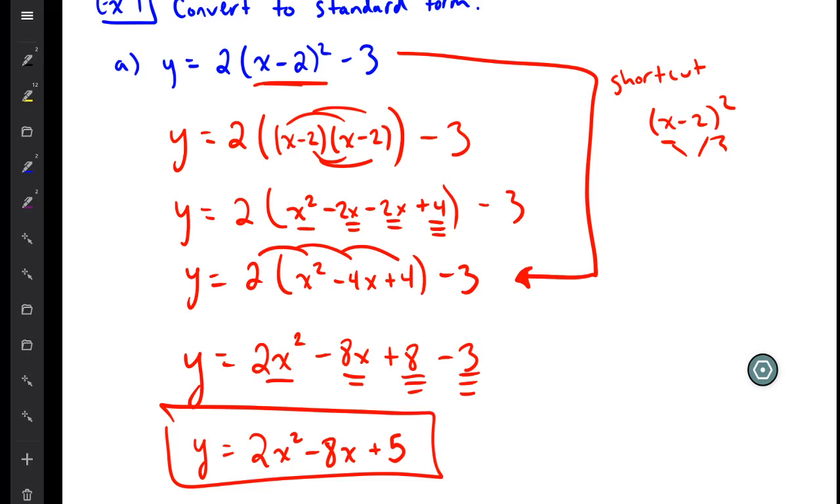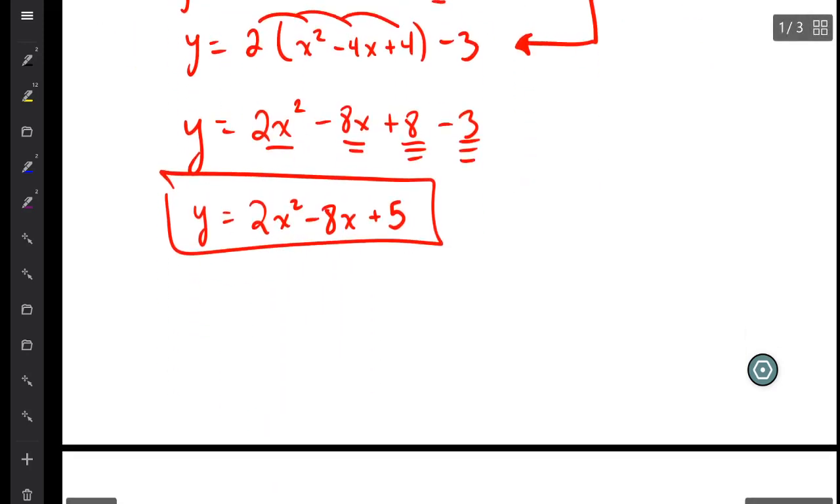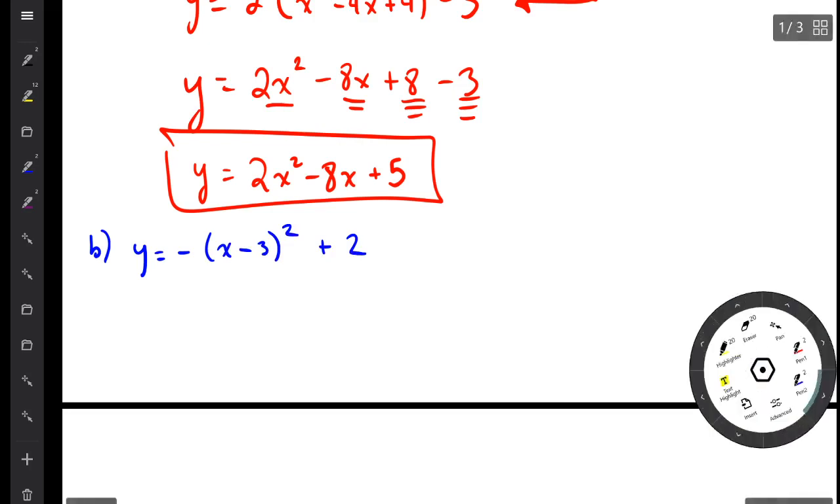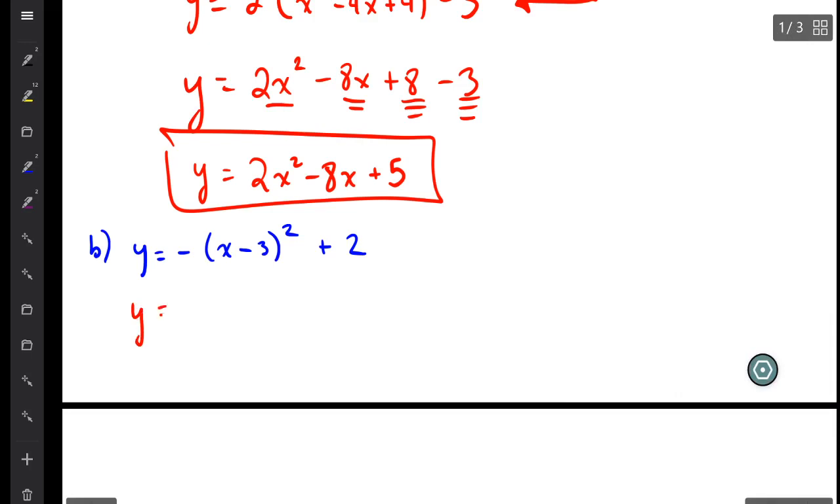We can do one more example, and this time I'll do it with that shortcut. So let's do y equals negative, parentheses, (x minus 3) squared plus 2. So first step I'm going to do is to leave that a, which in this case is the negative sign, but then put a parentheses and FOIL this out. I'm going to use the shortcut. So I square the first one, x squared, multiply x times negative 3 is negative 3x, double negative 3x is negative 6x, and then negative 3 squared is positive 9.